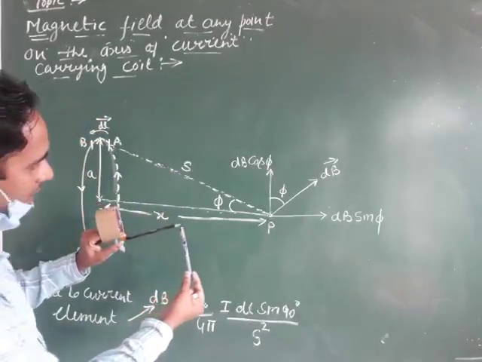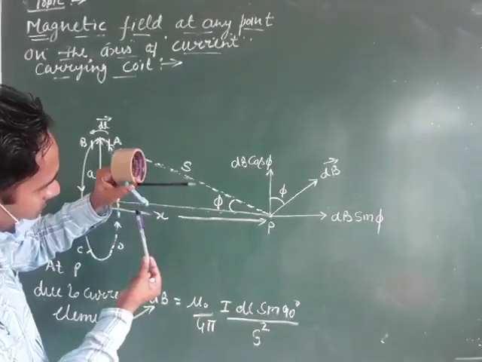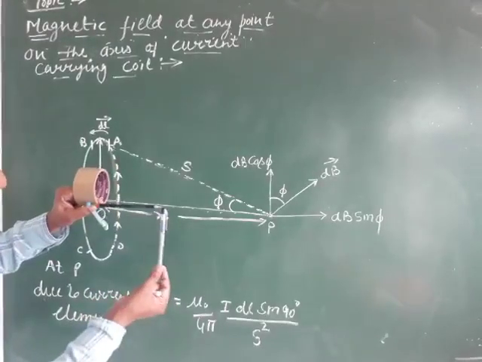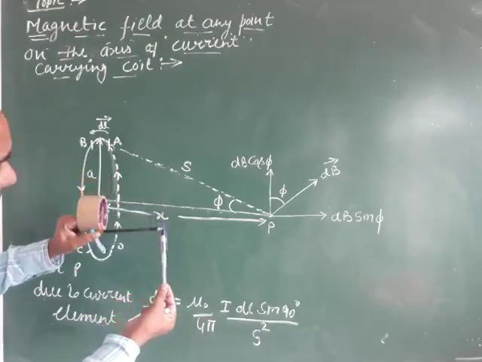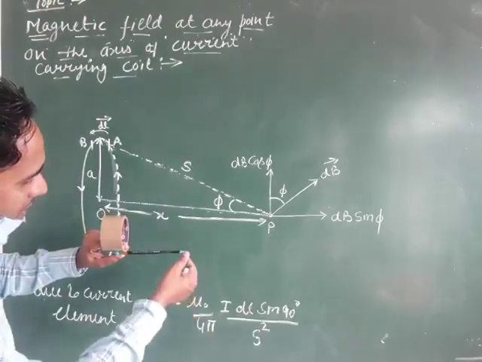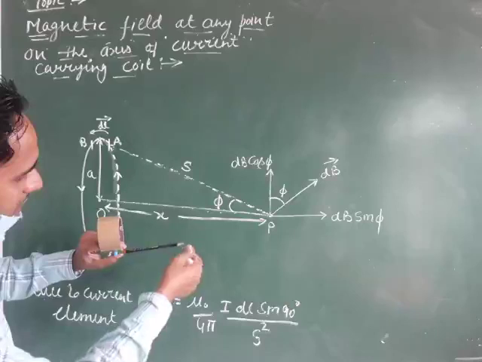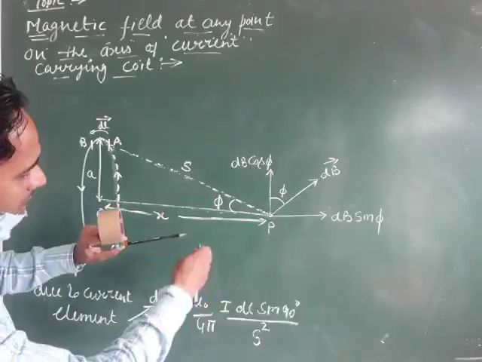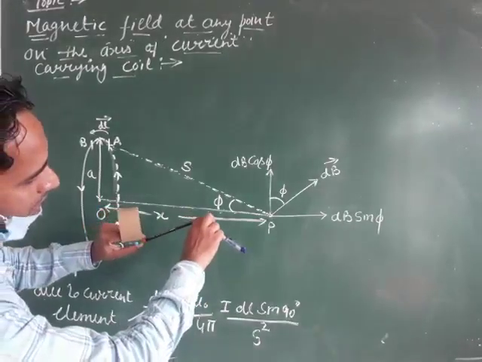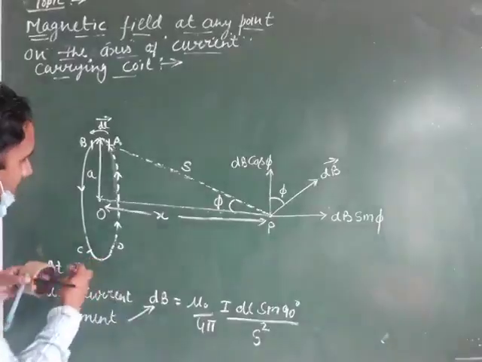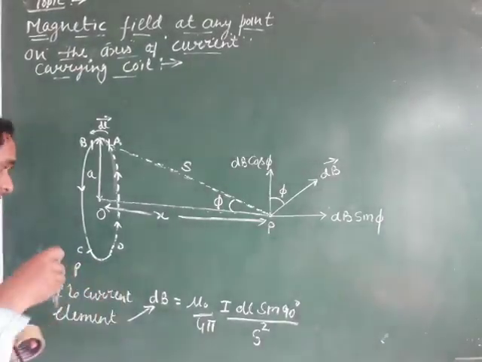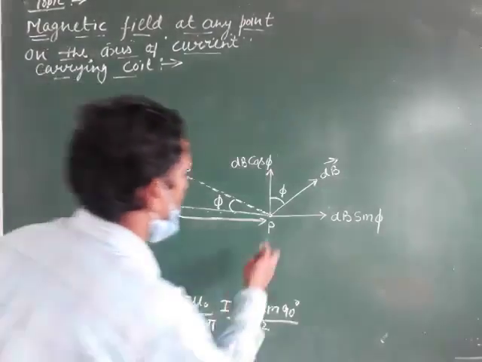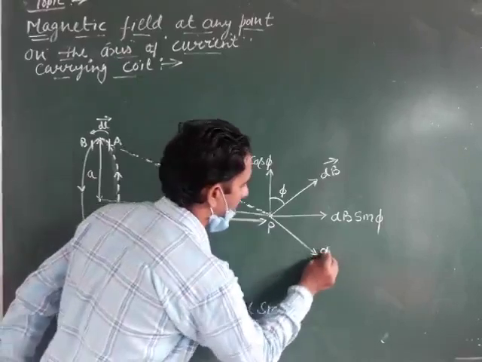But see here, if the angle between the displacement vector and current element is 90 degrees and the displacement vector is like this, then the direction of the magnetic field is coming like this. But here the displacement vector is like this, so the magnetic field direction is also changed. So the direction of the magnetic field due to this current element carrying current inward is appearing here, this way.